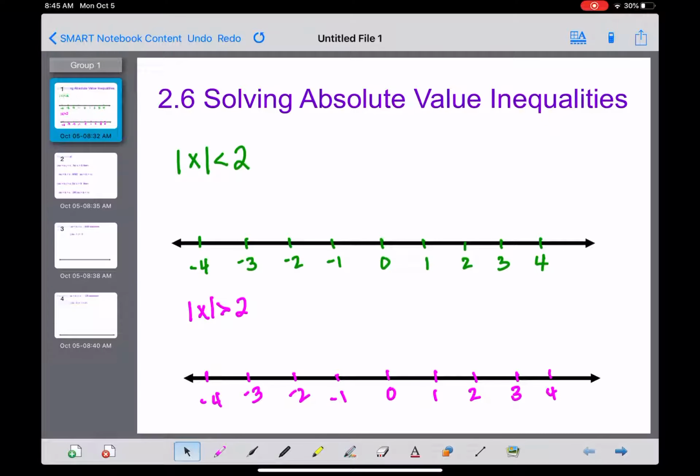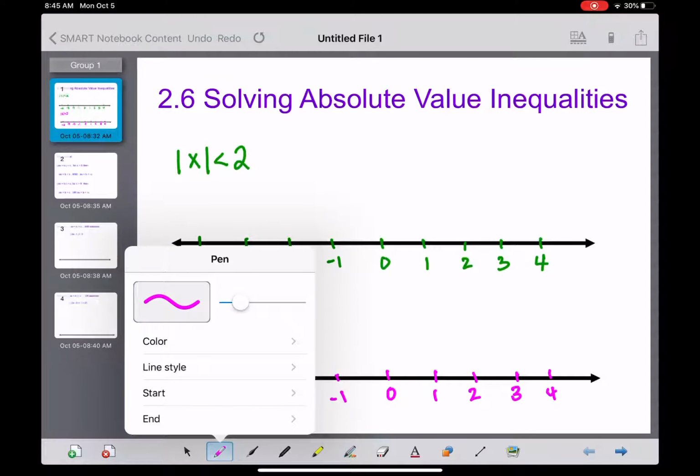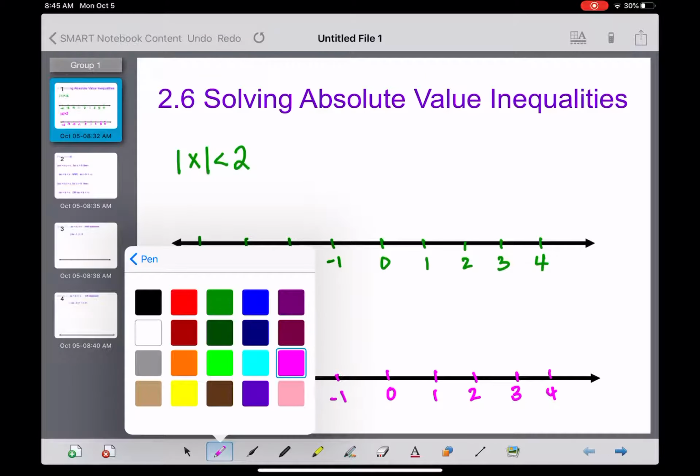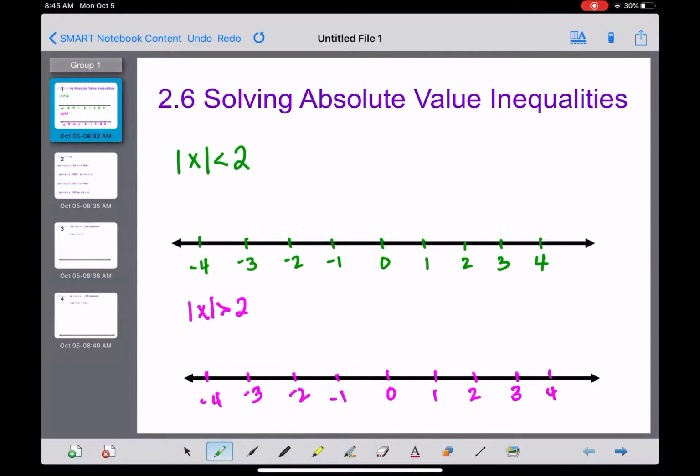Our next lesson consists of solving absolute value, this time for inequalities. So if I want to find solutions for x, where after taking the absolute value, I get numbers less than 2. All right, so 1 is less than 2.